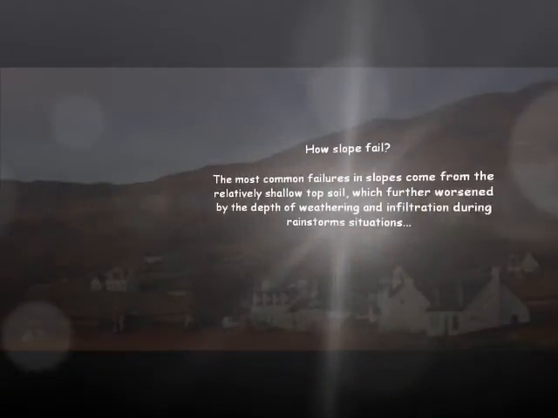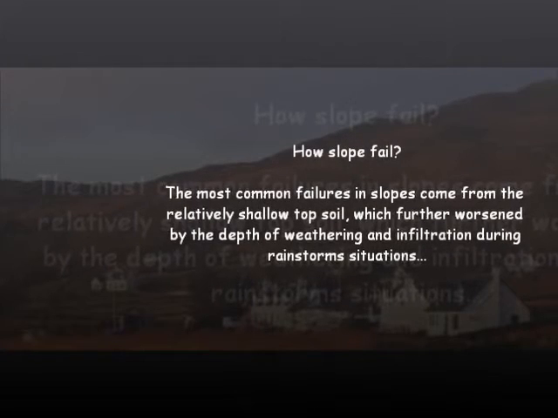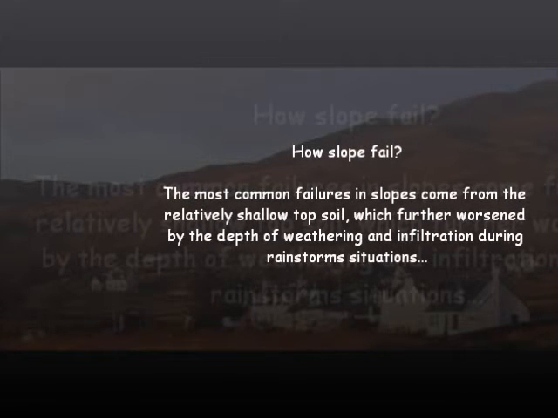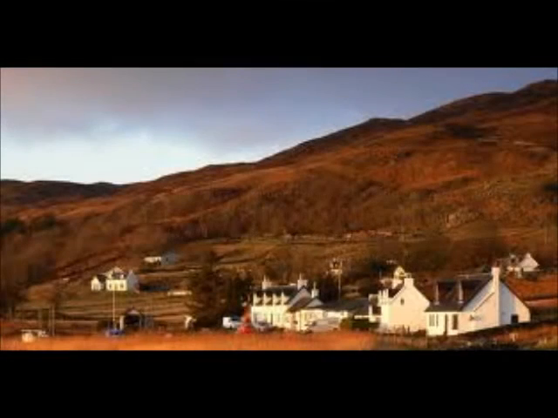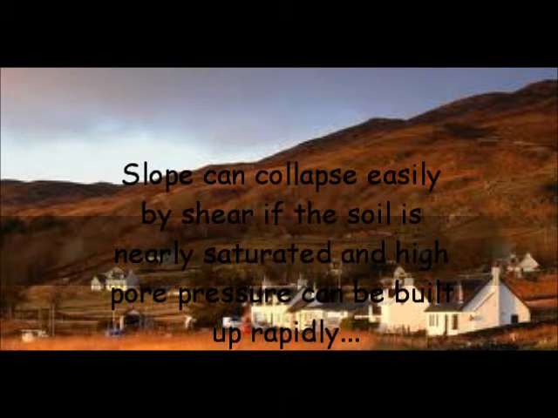How a slope fails. The most common failures in slopes come from the relatively shallow topsoil, which is further worsened by the depth of weathering and infiltration during rainstorm situations. Slope can collapse easily by shear if the soil is nearly saturated and high pore pressure can build up rapidly.